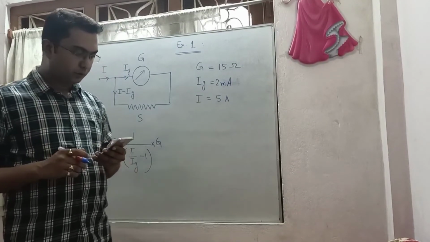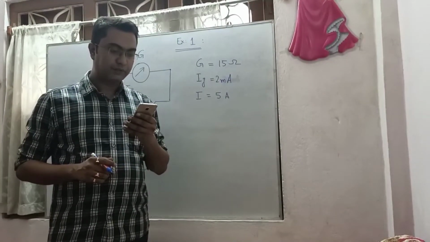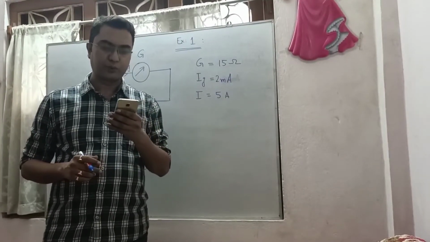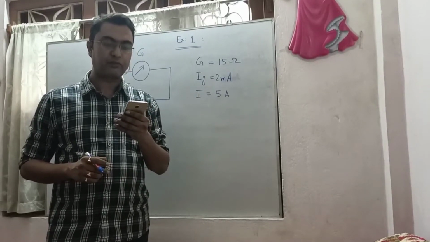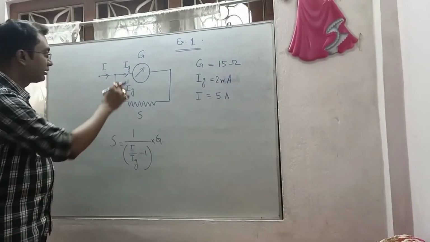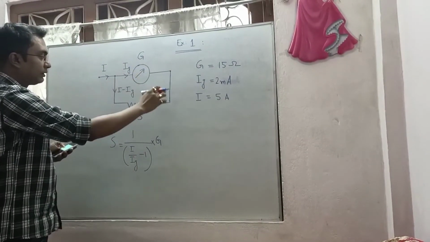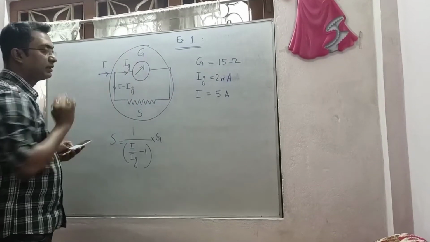Now in number 1, it is said that a galvanometer of resistance 15 ohm gives full scale deflection for a current of 2 milliampere. Calculate the shunt resistance needed to convert it into an ammeter of range 0 to 5 ampere. That means it's a problem of conversion of galvanometer into an ammeter. Now the combination of galvanometer in parallel with the shunt resistance is the ammeter.